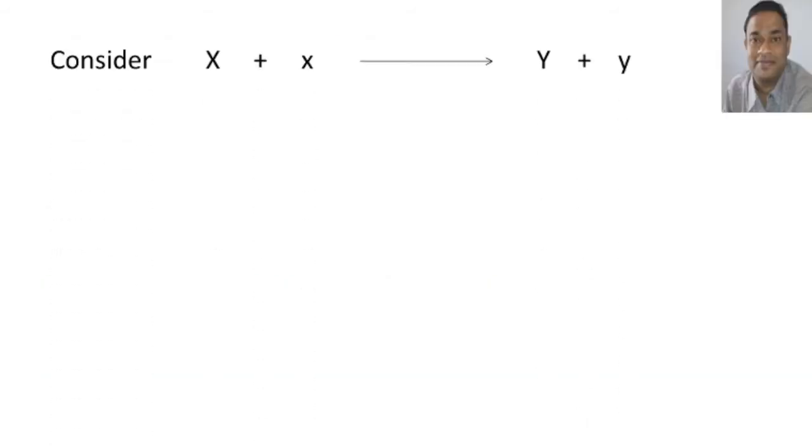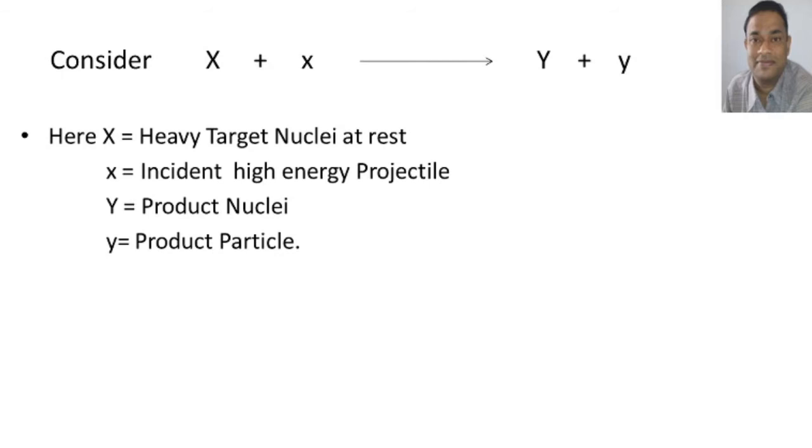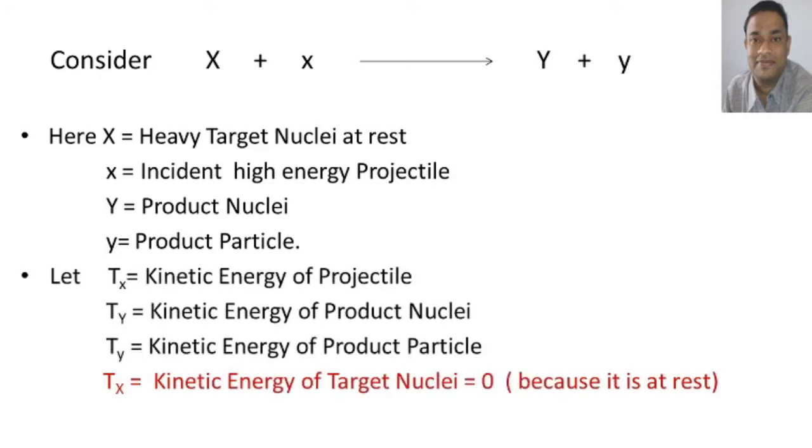Now consider a simple nuclear reaction X plus x giving Y plus y. Now here capital X is the target nuclei and it is of heavy mass and it is assumed to be at rest. Small x is the projectile particle. It is made incident on the target nuclei. Its mass is small but energy is very high. Capital Y is the product nuclei and small y is the product particle.